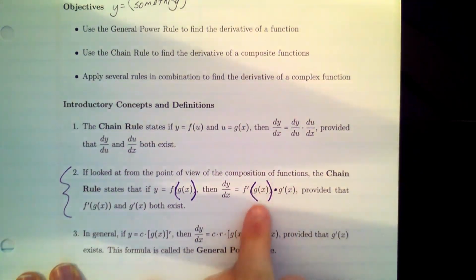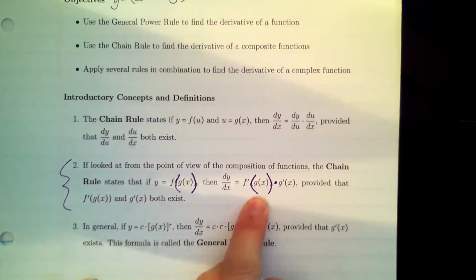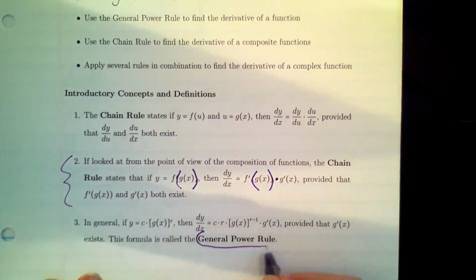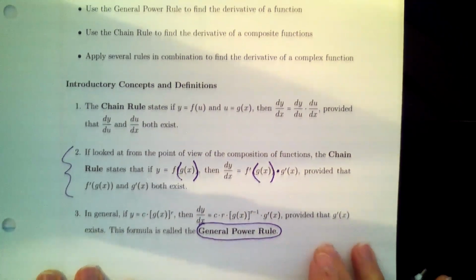We will come back to this formula a bit towards the end of this section, and right now we'll just give it some lip service and say that the general power rule, which we're going to practice now first, is a subset of this broader chain rule.